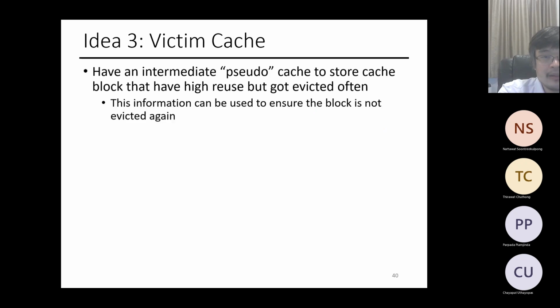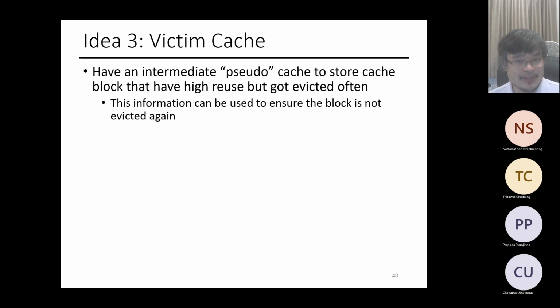You can also have something like a victim cache, which is kind of like a pseudo cache that only takes in blocks that have high reuse, right? It has a lot of access to that block, but it also gets evicted often because of some reason. We call that block a victim. It's a good block that gets kicked out because someone else tried to kick it out, right?